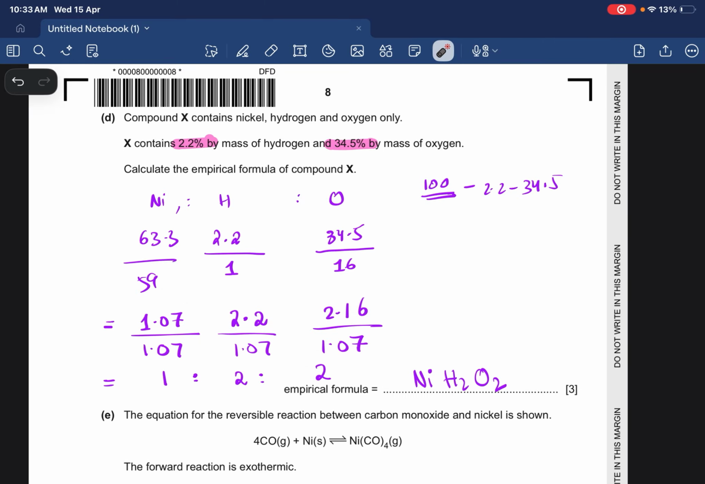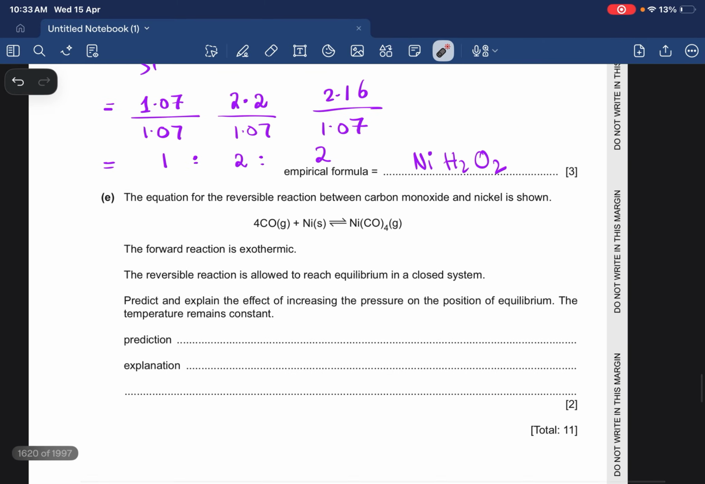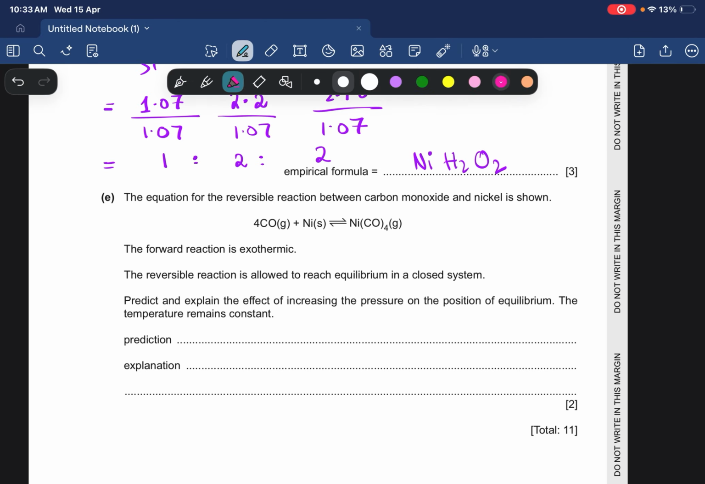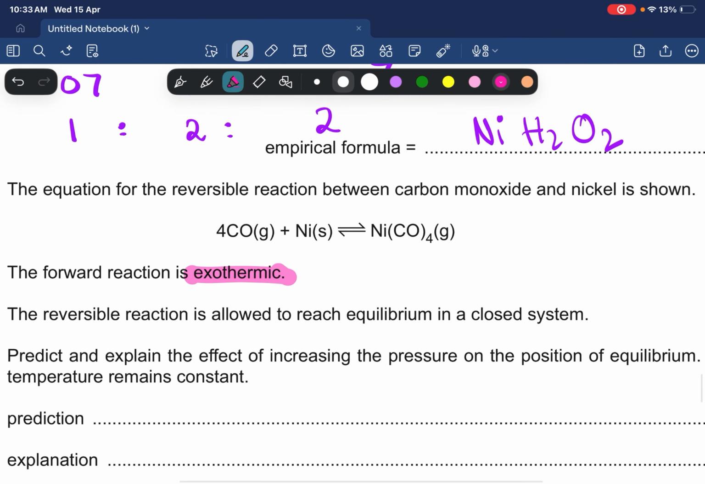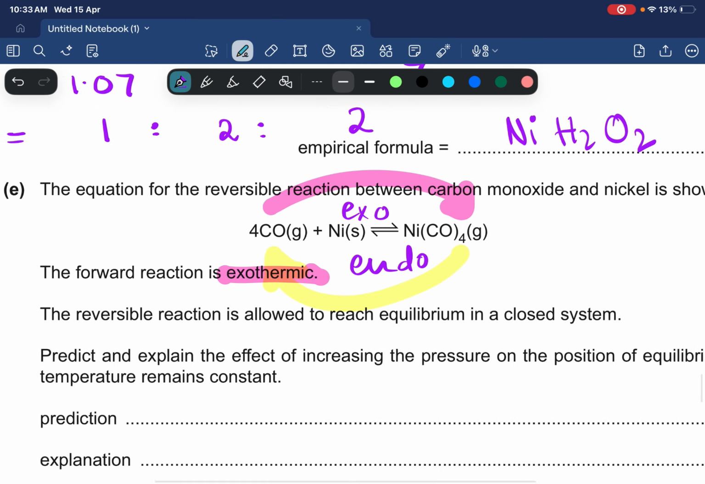Got it? You take the percentages, divide them by their Mr or Ar, and then you divide the answers by the smallest one. Okay. The equation for the reversible reaction between carbon monoxide and nickel is shown. No worries. The forward reaction is exothermic. Then that means the backward reaction is endothermic. Forward exo, backward endo. Got it.